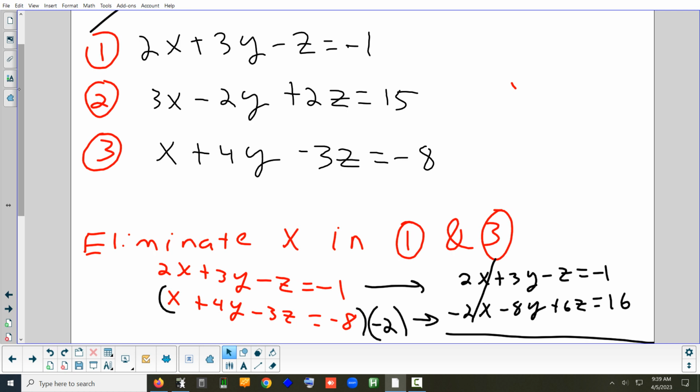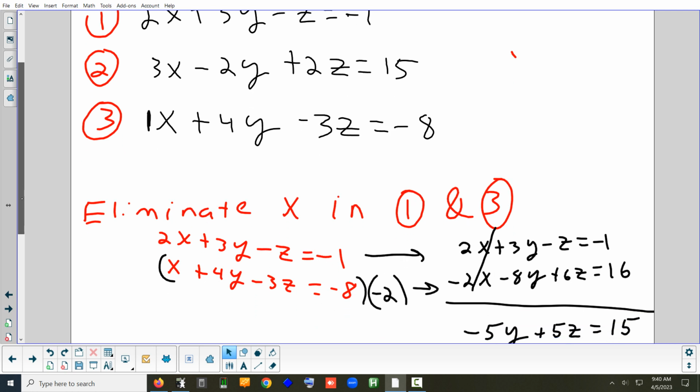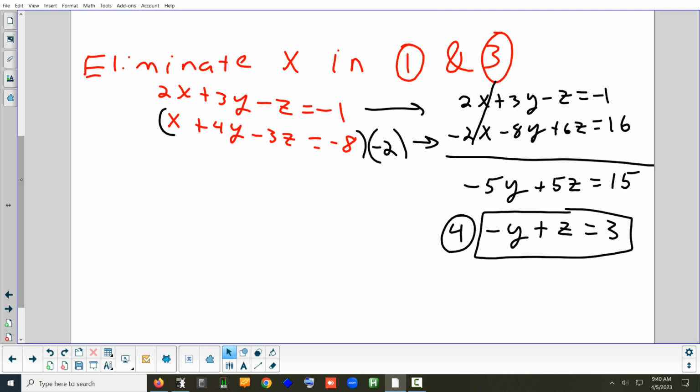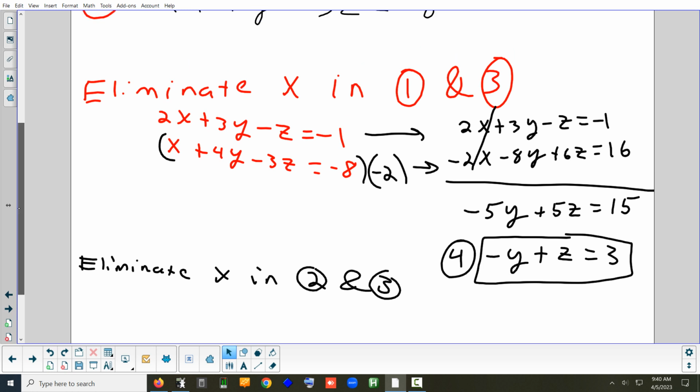1 and 2? We're going to get into lots of fractions though, because we don't have a 1 in front of either variable there. I would do 2 and 3, right? Because this 1 is going to make life very easy. So let's eliminate x in equations 2 and 3. And that's going to give me another equation just like that. So eliminate x in equations 2 and 3. And let's copy them down.